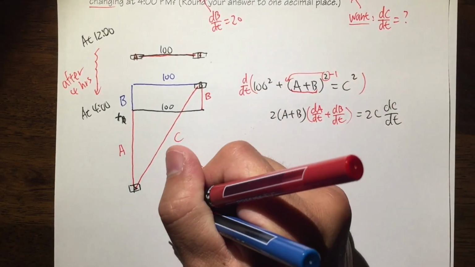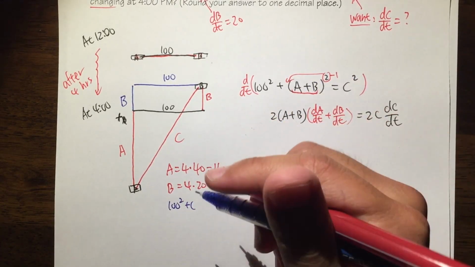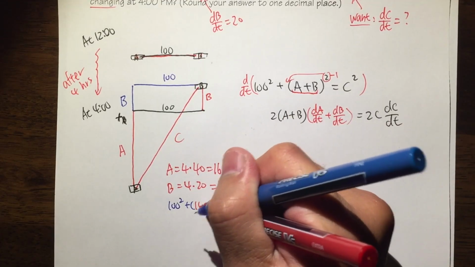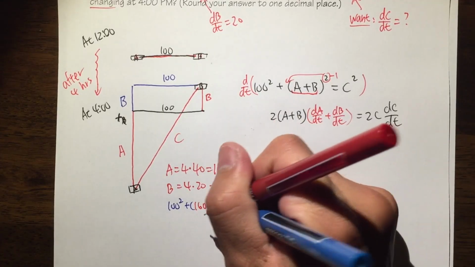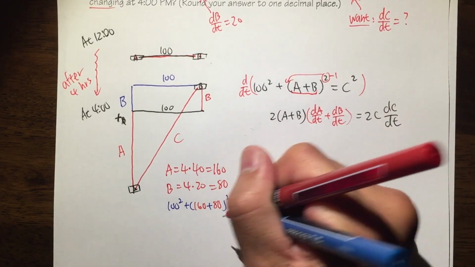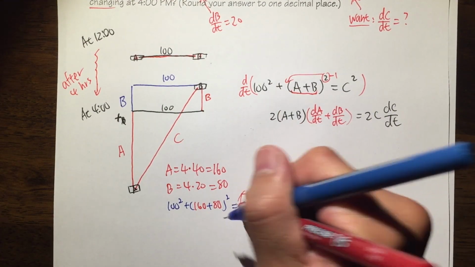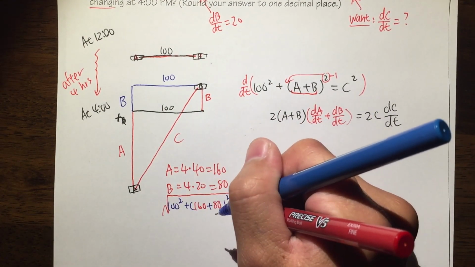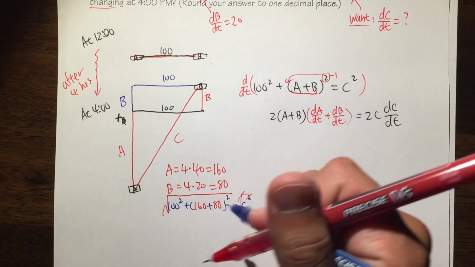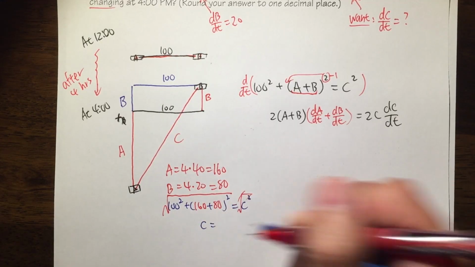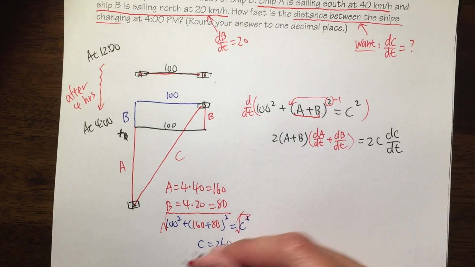We will have 100 squared plus A and B, which we can plug in, which is 160 plus 80, and then you square that, and that will be c squared. Now let me just take the square root on both sides, and then you can just enter everything right here on your calculator. After you work that out, you'll get c equals 260.